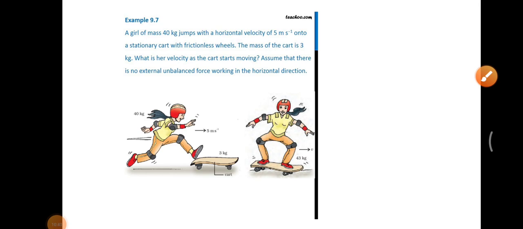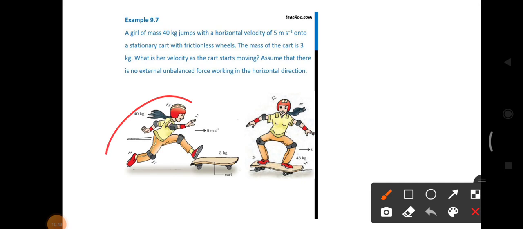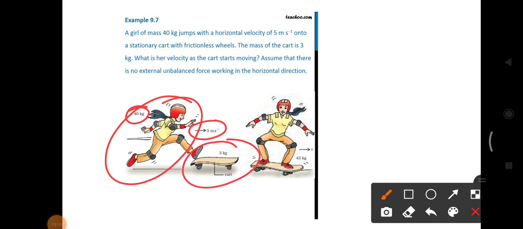Do you understand the question? Here, a girl of mass 40 kilogram is moving with a velocity of 5 meter per second, and this is a stationary cart of 3 kilogram. When she jumps on the cart, she moves because the cart is attached with wheels. So what is the velocity when she is on the cart?